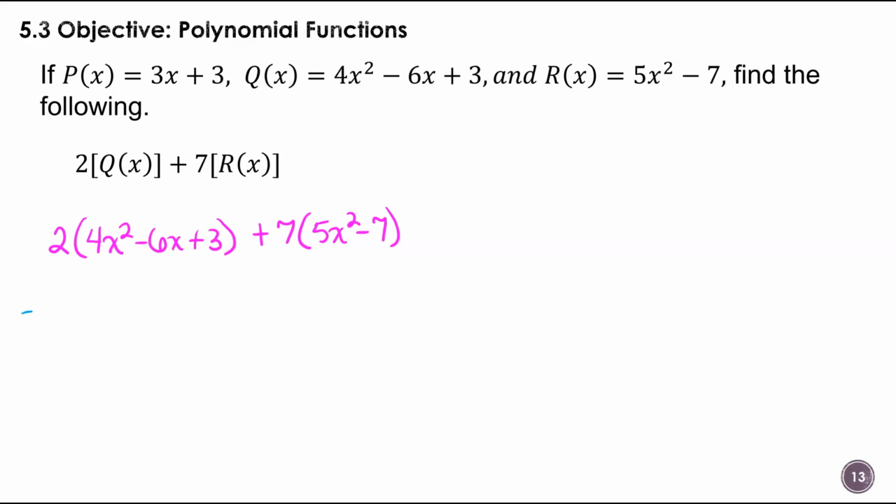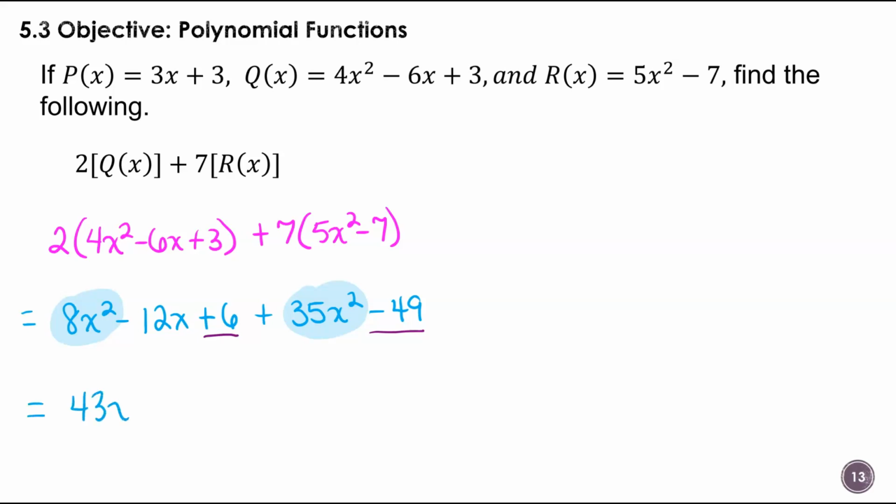Okay, so we multiply. 8x squared, and then that'll be a negative 12x plus 6. And then 7 times 5 would give me a 35x squared, and 7 times negative 7 is negative 49. Okay, so I can combine the 8x squared and 35x squared, and then I have constant terms that I can combine, and then the negative 12x just remains negative 12x. So 8 plus 35 is 43, minus 12x. 6 and negative 49 would be negative 43. And that's it. Okay, so we multiplied first, right? First we had to write out our expressions in the correct way, and then we had to multiply, then we combine like terms.